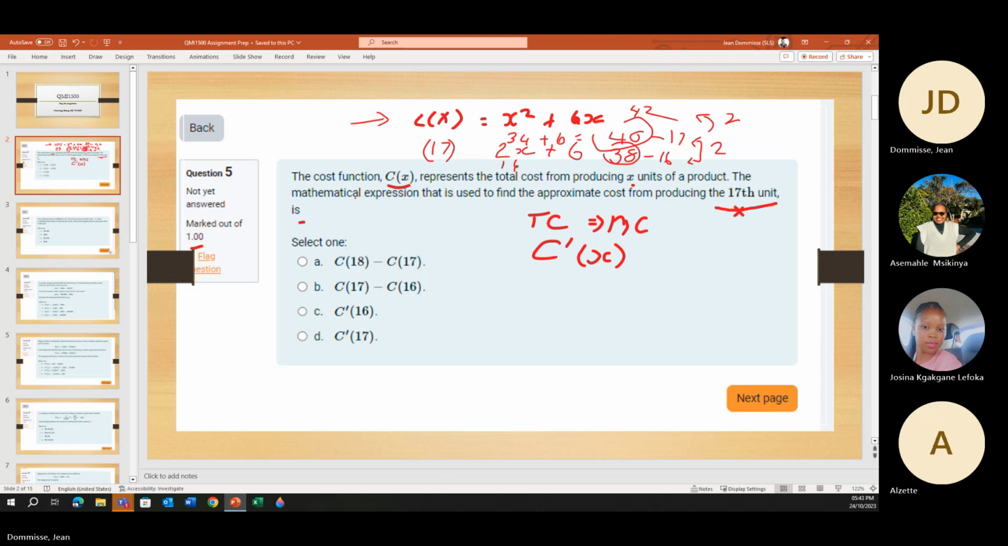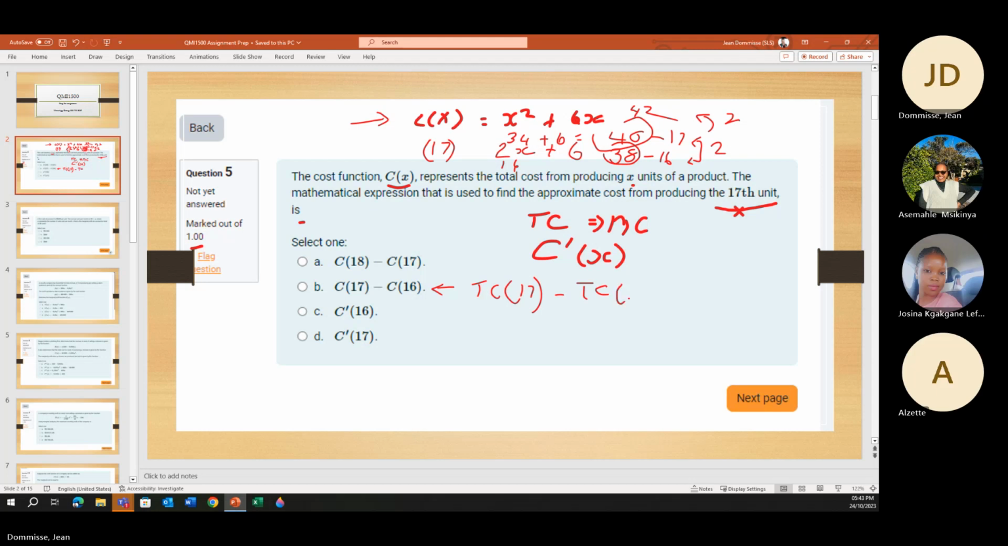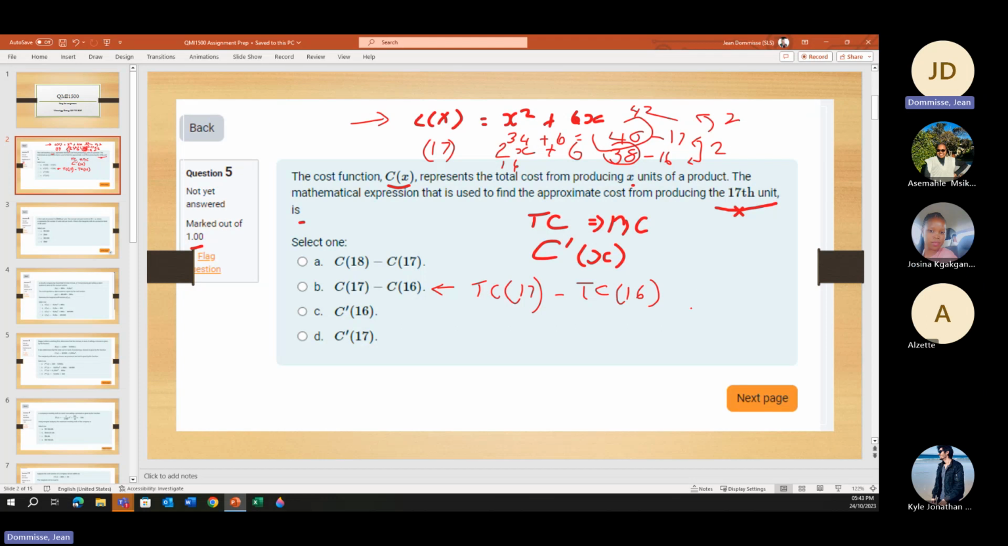So then I would probably have gone with this function, because when I get my total cost for 17 units minus my total cost for 16 units, the difference between them will be the increase for my 17th unit.